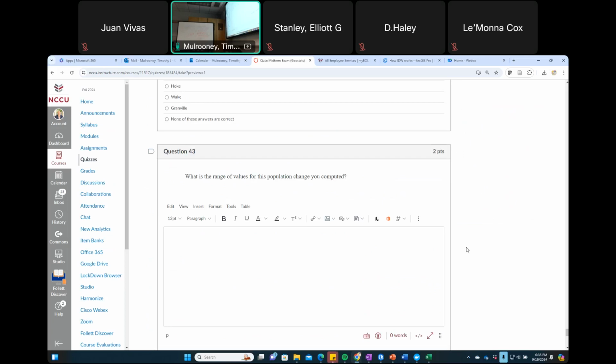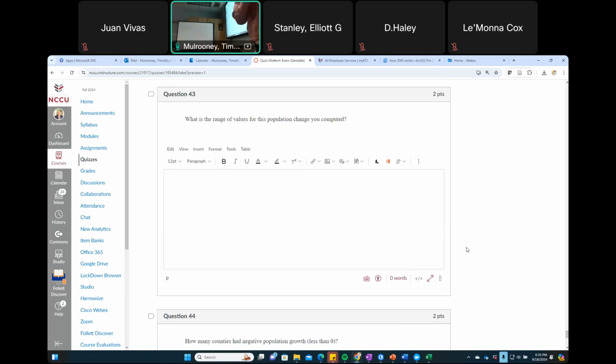Okay, range of values. All right, this is tough. I'm not joking here, but this is tough. Why? Because do you think you're going to have negative population change between 2010 and 2013? Yeah, you've got counties that went down. So if the lowest is, say, negative 2.3 all the way up to 5.7, what is the range of values? High minus low. 5.7 minus what? Negative 2.3. This is for math class.